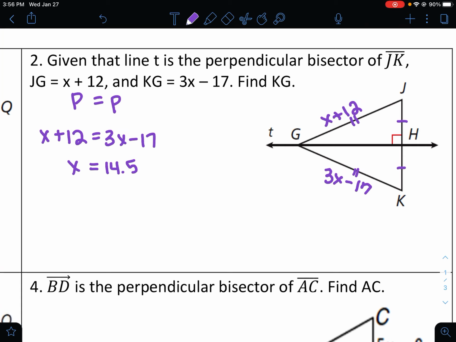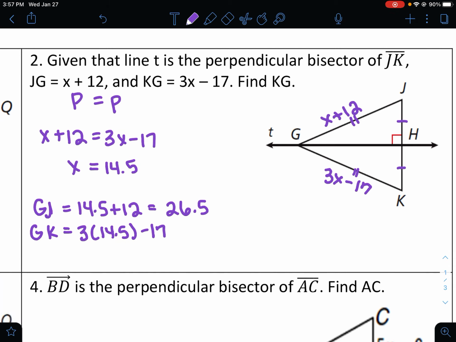And then we plug it back in. So for GJ, we have 14.5 plus 12, which would be 26.5. And then for GK, that would be 3 times 14.5 minus 17, which also equals 26.5. So I do both of them so I can check my work, and since they're both equal to each other, we're good. And the instructions say to find KG. KG and GK are the same thing, so this will be the answer.